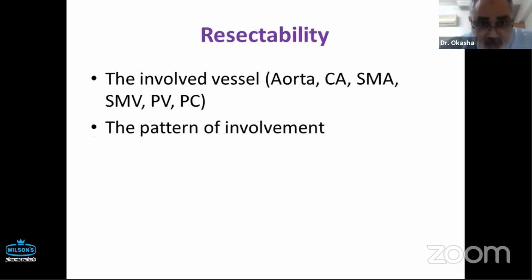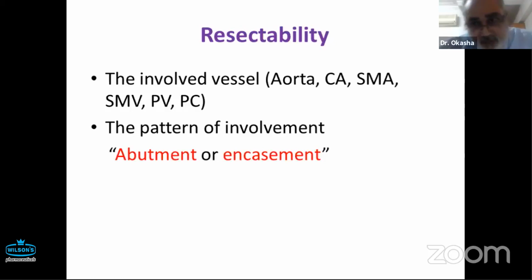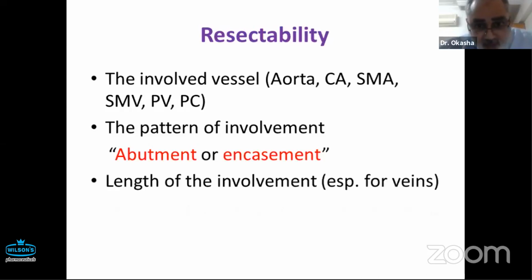The second point is the pattern of involvement of that vessel. Is it abutment or encasement? We will know later on what is the difference between abutment and encasement. And the third point is the length of the involvement of the vessel. This is especially for venous structures, especially the superior mesenteric vein, the portal vein, or the confluence between the superior mesenteric and portal veins.